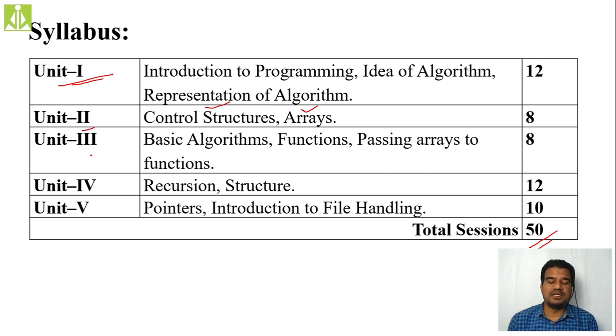Then the third unit: basic algorithms, functions, and passing arrays to functions, how we can pass arrays to functions. In order to complete this third unit, I need another 8 sessions. The complete subdivision and internal concepts we will discuss in further slides. Here I have given the consolidated data to you, so that you can understand, out of 50 sessions, how many sessions every unit is dedicated to, and in how many sessions we are going to complete the entire course.